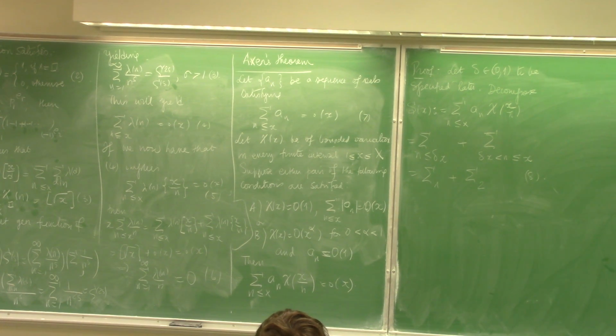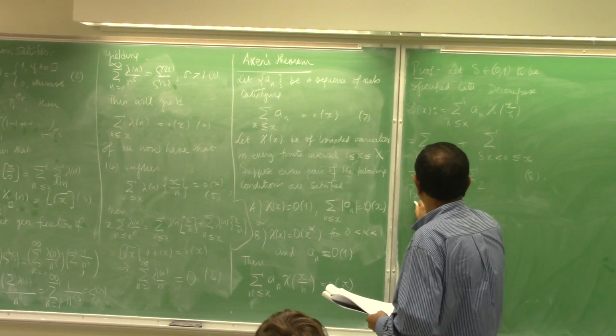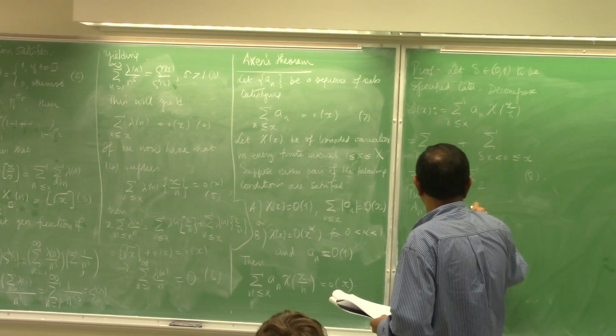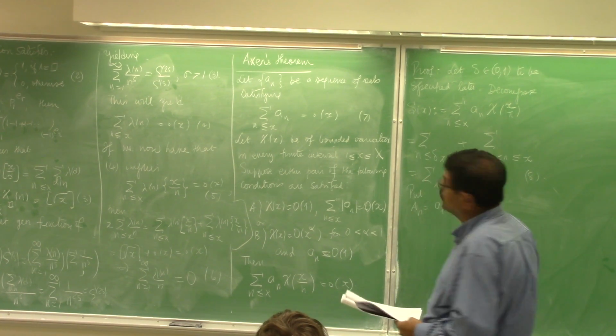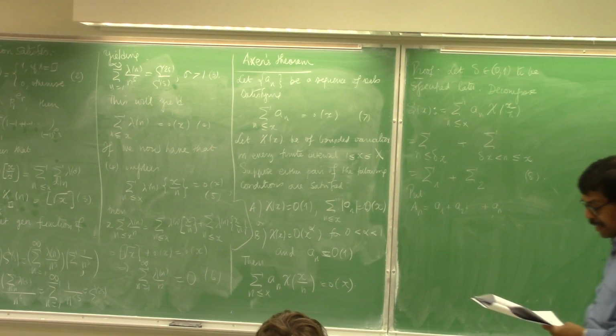So we decompose this into two parts, right? Let A sub n be the partial sum of the a n's. Okay?